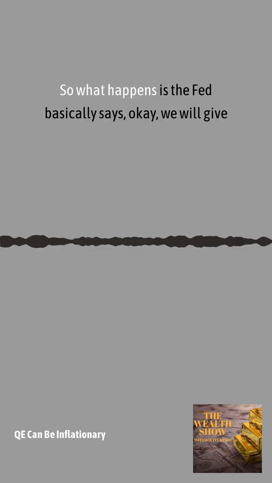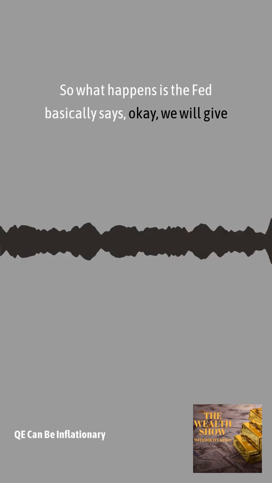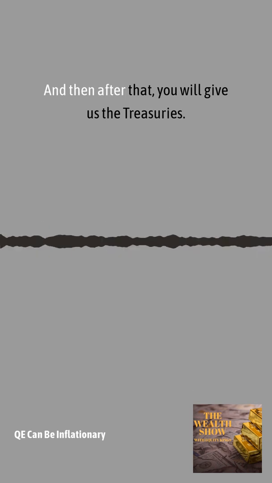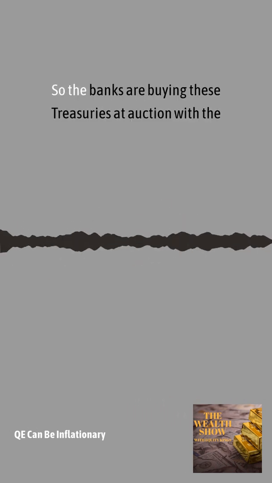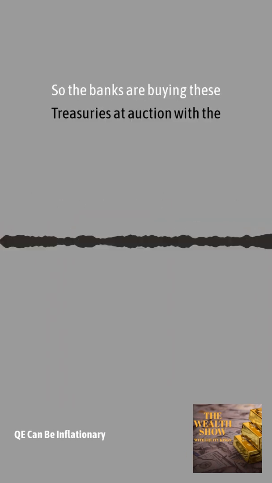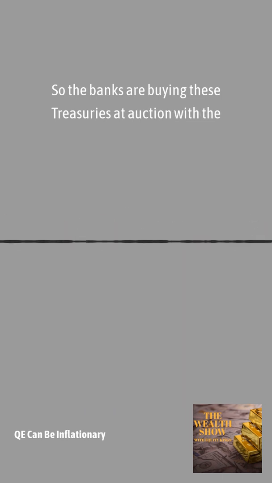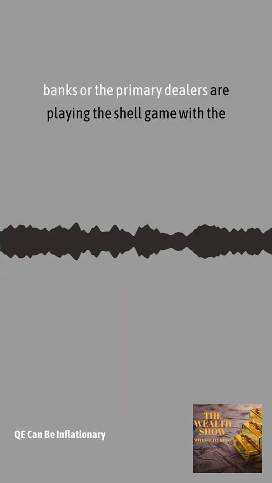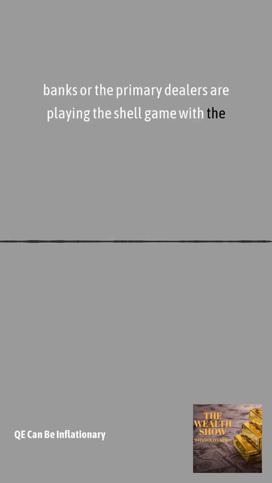So what happens is, the Fed basically says, okay, we will give you bank reserves so you can buy treasuries, and then after that you will give us these treasuries. So the banks are buying these treasuries at auction with the Fed's money, with the money that the Fed gave them, because the banks or the primary dealers are playing the shell game with the Fed.